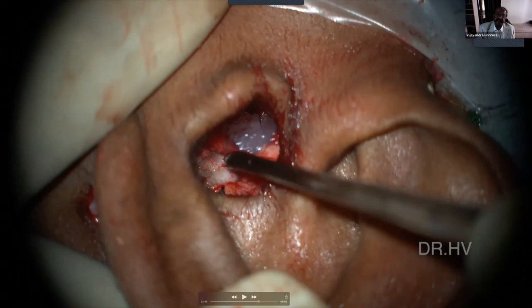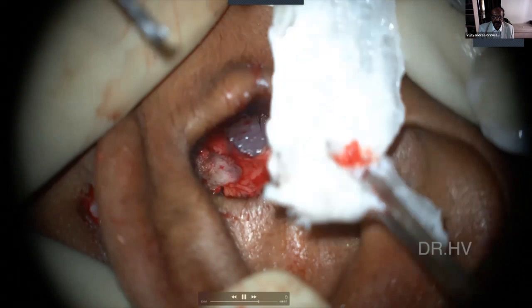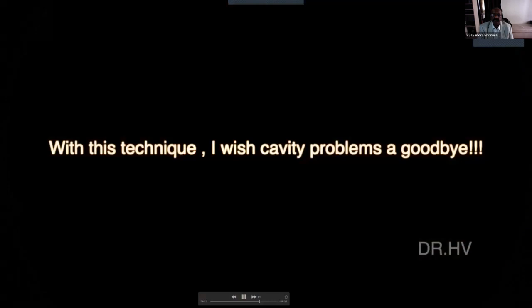See, the skin will be lying like this. And then I keep some ribbon gauze, which I remove after 15 days. So this is how I do a canal wall down procedure. And with this technique, I wish the cavity problem goodbye.